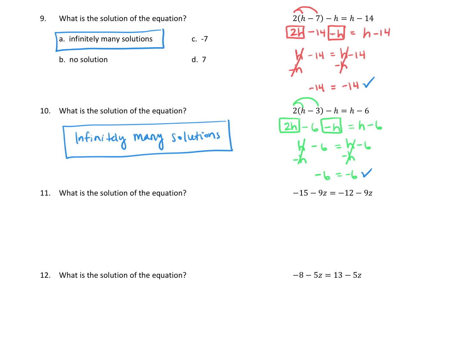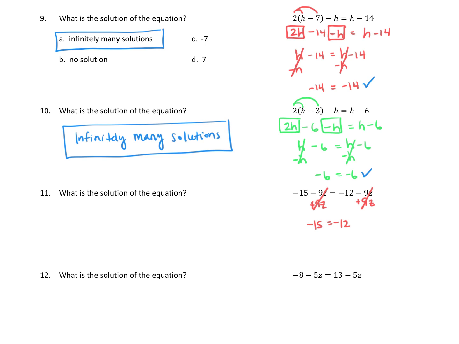So here we have a minus 9z, so I can add 9z to both sides. I'm going to add 9z over here. Negative 9z plus 9z is 0. So we have a negative 15 equals negative 12. And over here, negative 9z plus 9z is also 0. So we don't have any z's left in our equation.